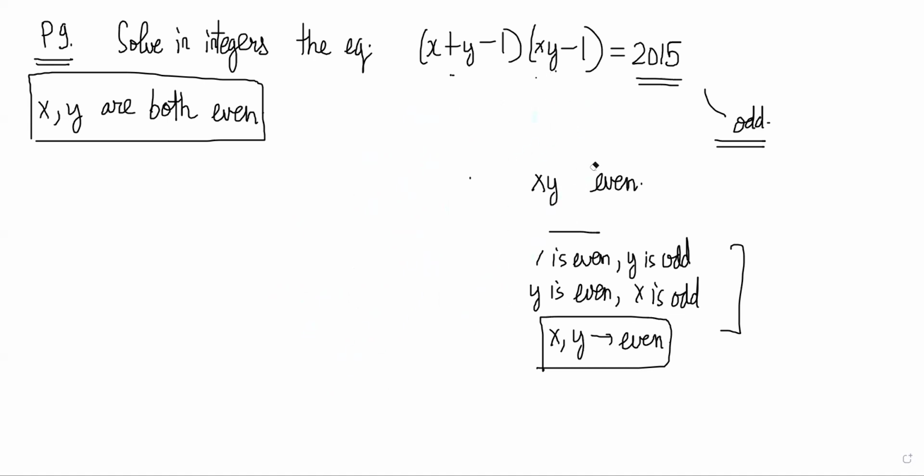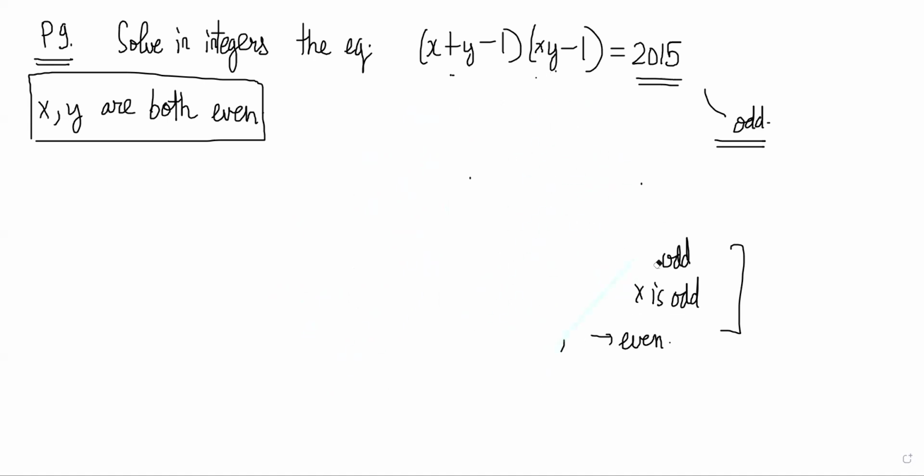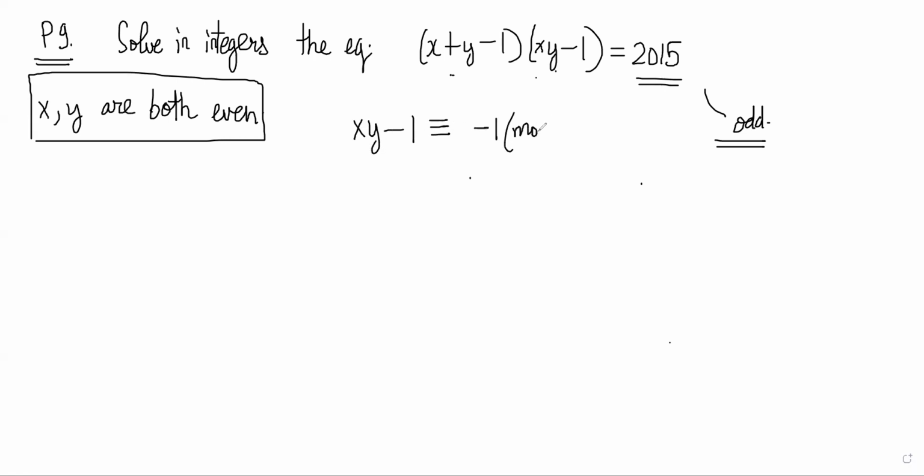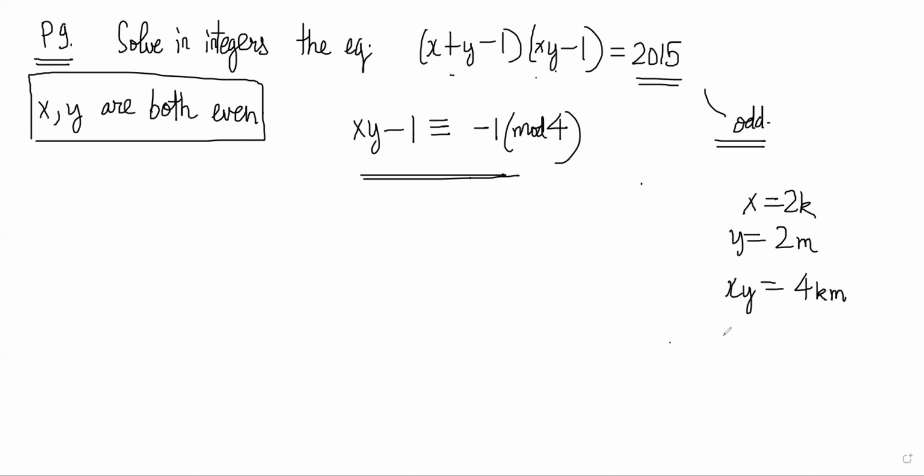X and y are both even numbers. So if you think of the number xy minus 1, xy minus 1 will be congruent to minus 1 mod 4. Why is that? Because x is some 2k and y is some 2m, so xy is going to be some 4km. So xy minus 1 will be 4km minus 1, which is clearly congruent to minus 1 mod 4.